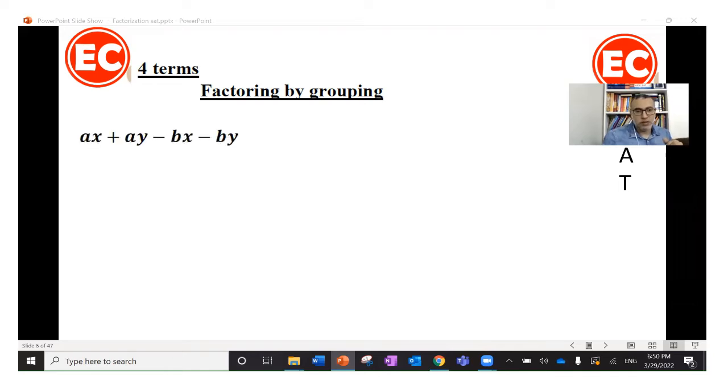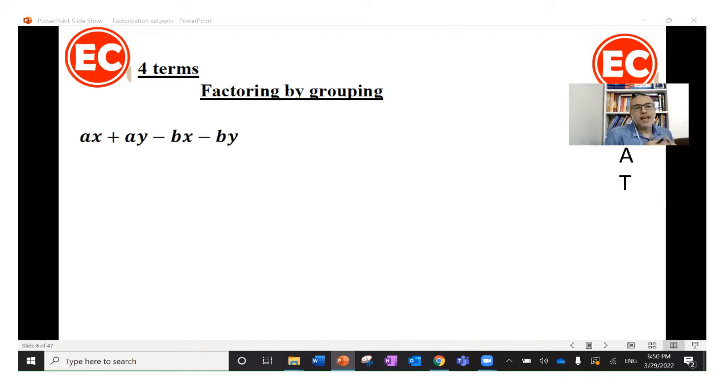Then, we'll go to the 4 terms before the 3 terms. If you count the number of terms and you find that there are 4 terms, this is called factorizing by grouping. And I mean by grouping that I'm going to collect each 2 terms together.